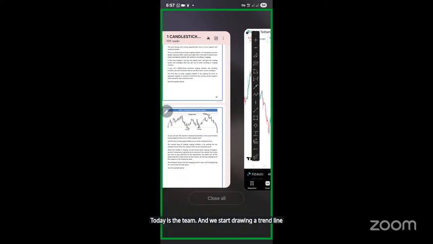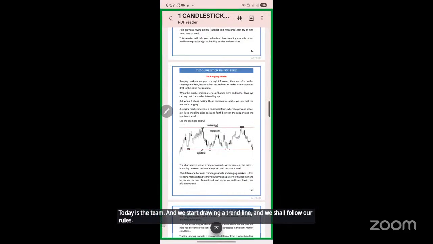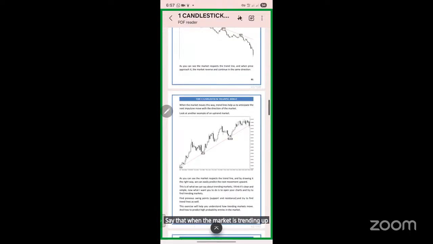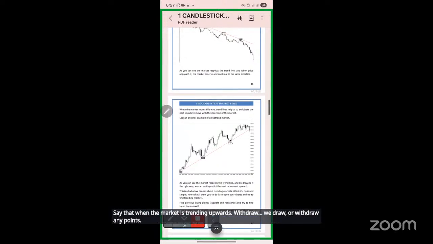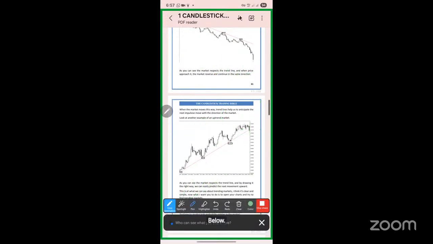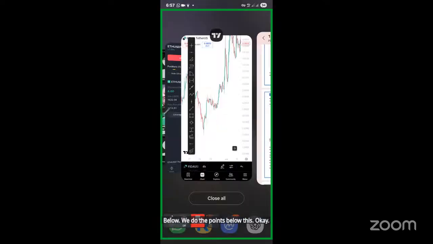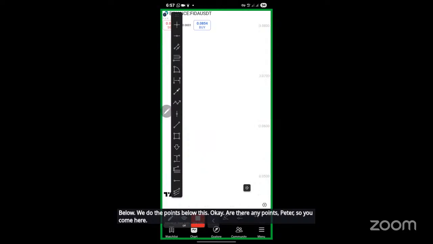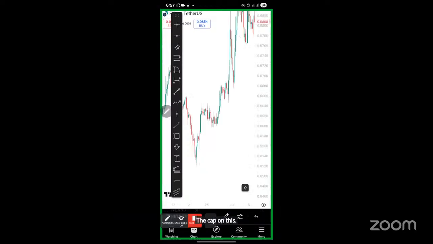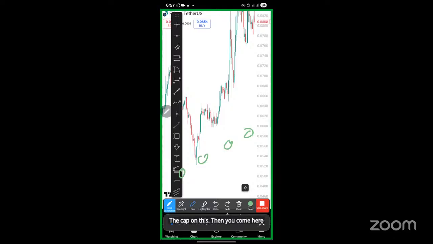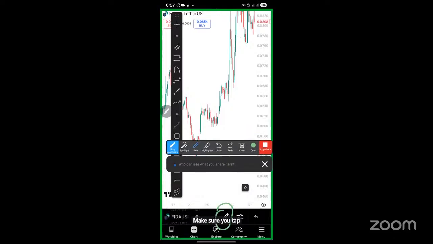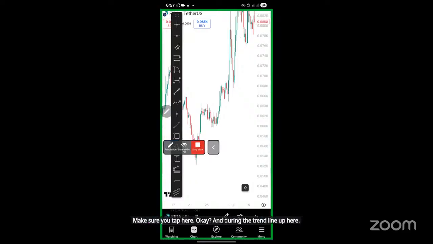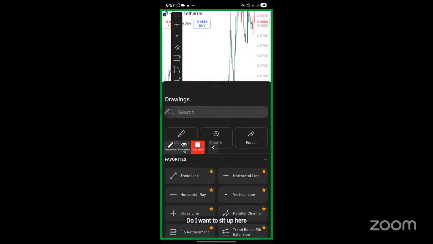We shall follow our rules: when the market is trending upwards, we join points below. We join points below this. So you come here, you tap on this. When you come here, make sure you tap here. Okay, you're doing the trend line, you tap here, and once you tap here, the chart will bring you the tool.